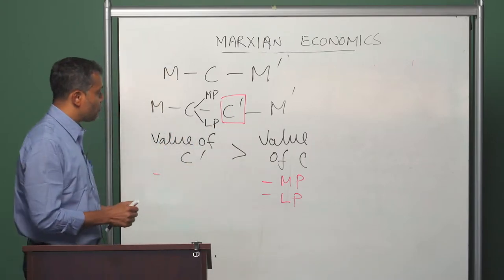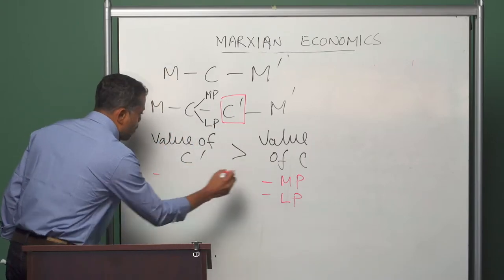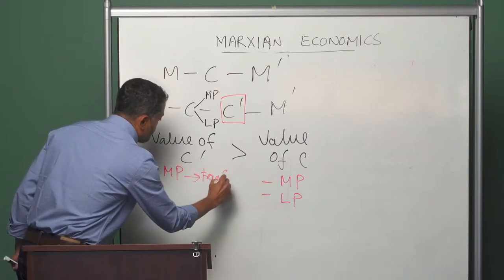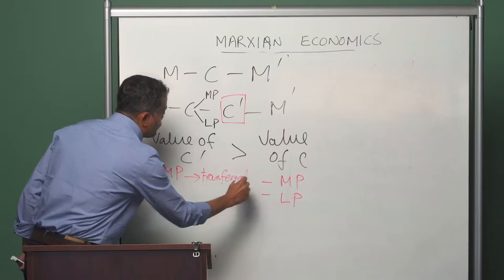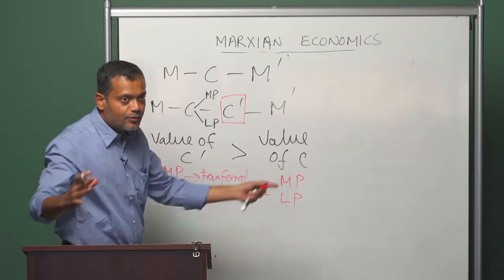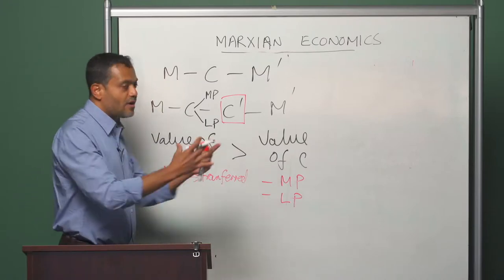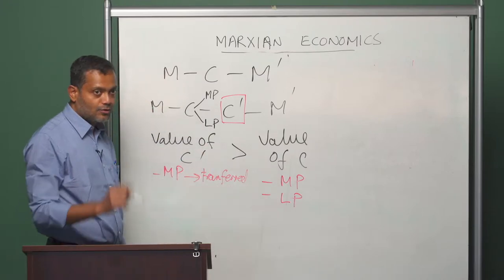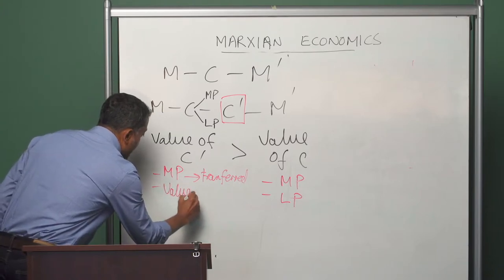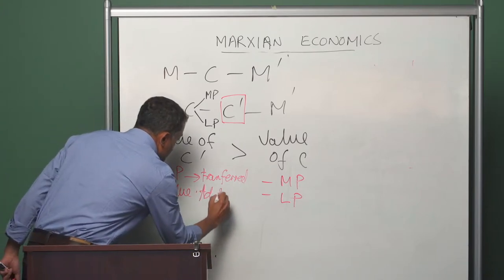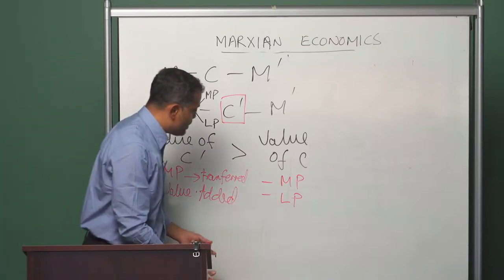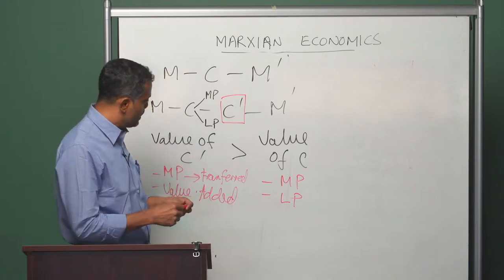One source of the value of the car is the value of the means of production that has been transferred. So the value of the rubber, the steel, the everything that goes into making the car has been transferred into the car. So that's one source. The other source is the value that is added by the labor that has worked on the raw materials to produce the car.